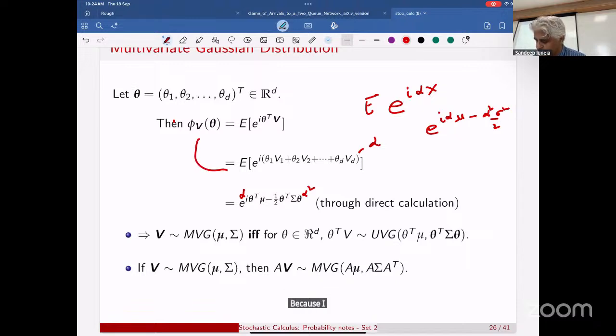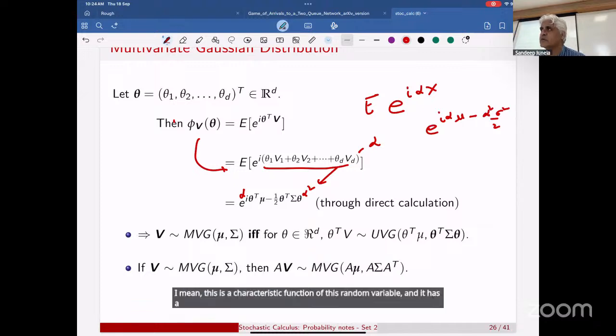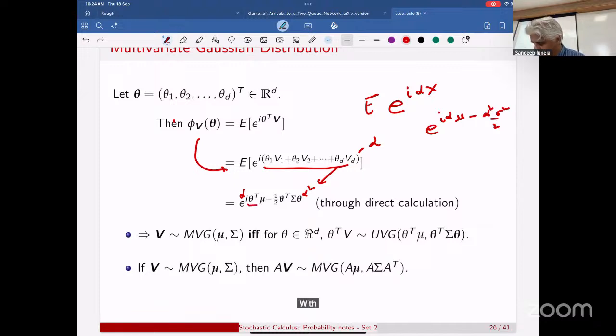Because I know that this is true. I know I have a multivariate distribution, so I know this is true for every theta. So it's also true for theta when I multiply it by alpha. So I get the following expression, and this is nothing but the characteristic function of this combination of random variables. So this random variable must be univariate Gaussian. This is the characteristic function of this random variable, and it has the form of a univariate Gaussian with this as the mean and this as the variance. So I get the result in the other direction. Is this kind of clear?